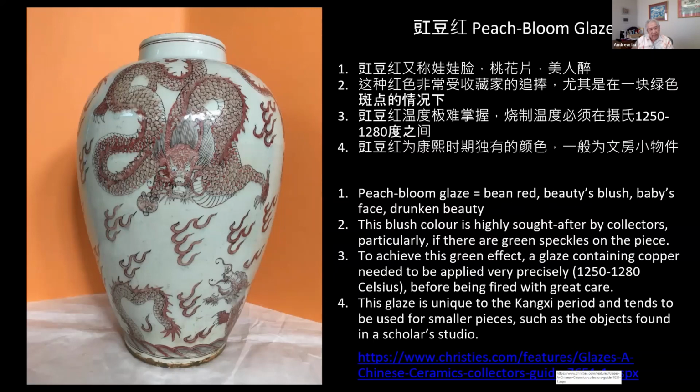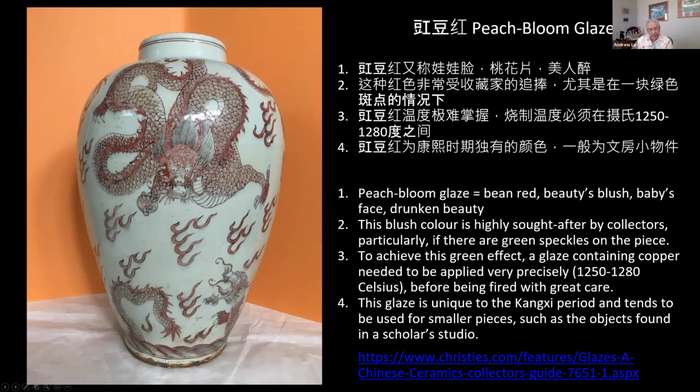The firing temperature for this kind of color, peach brown, is between 1250 and 1280. So the success rate is only 3%. That's why only in the Kangxi period do we have this kind of color. Look at this vase, and we have to introduce a little bit about Kangxi.